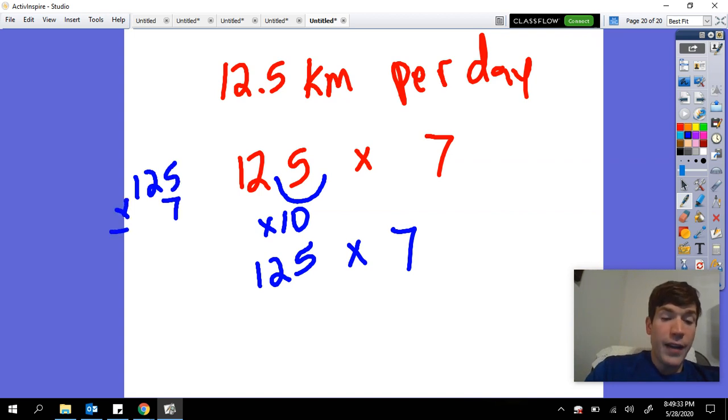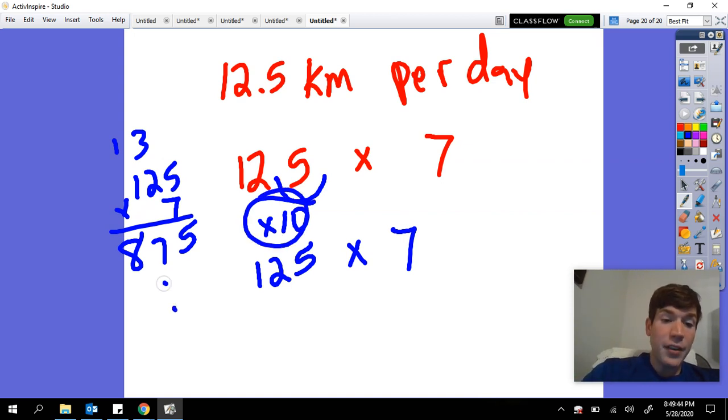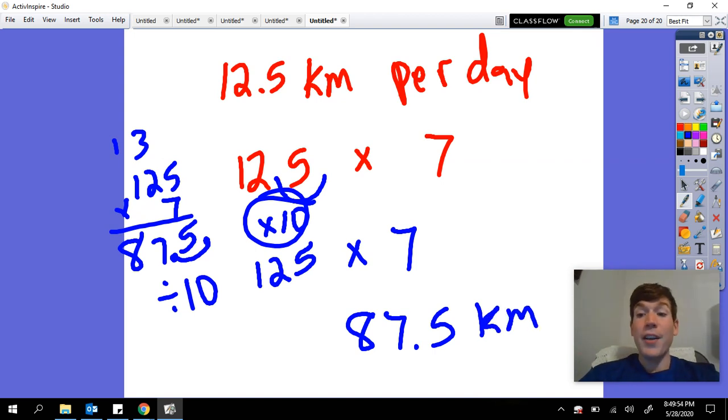So 125 by 7 gives me this, 875. But since we're 10 times bigger, I'm going to have to divide that answer by 10, which means moving the decimal back one time, which means 87 and a half, or 87 and 5 tenths kilometers. Now that's over the course of an entire week.